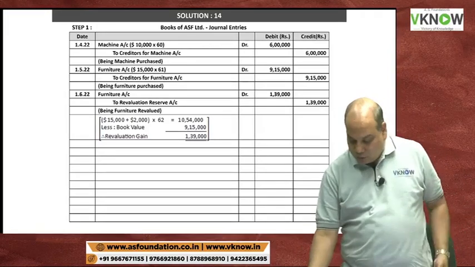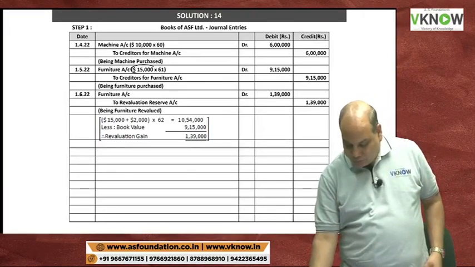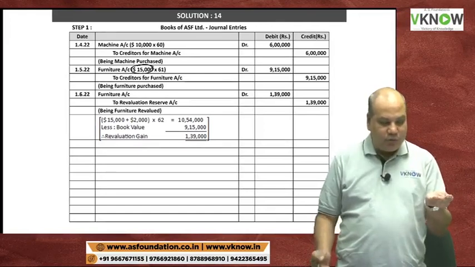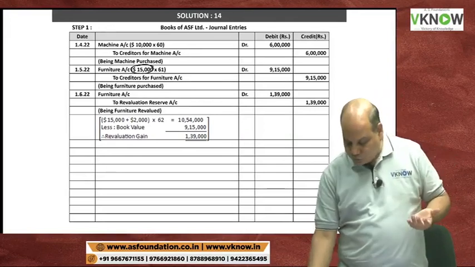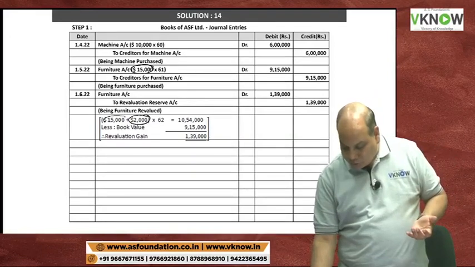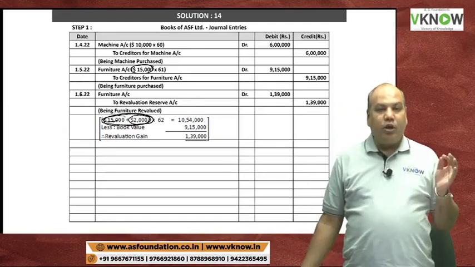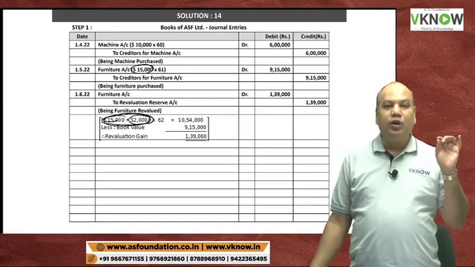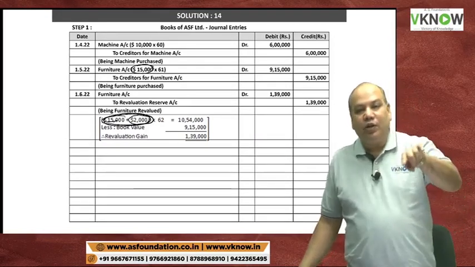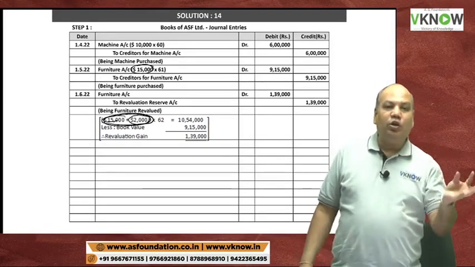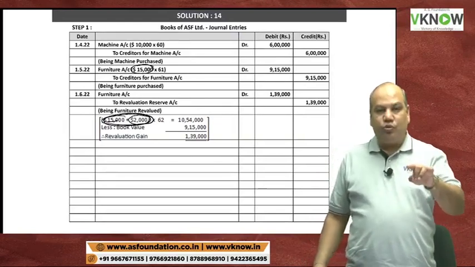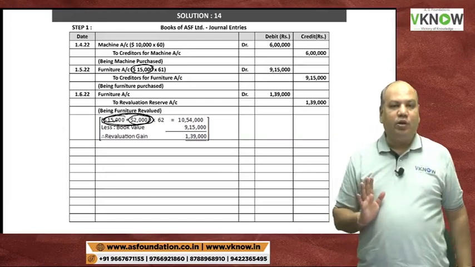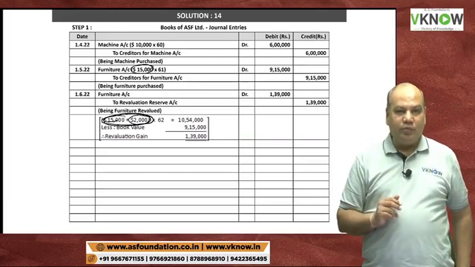What is the value of this furniture? 15,000. This is 15. It increased by $2,000. So plus 2,000. So now the value of this furniture is 17,000. And what you have learnt? It is a non-monetary item but carried at fair value. So I will revalue it at the exchange rate on 1st June. The whole furniture will be revalued, not just 2,000.